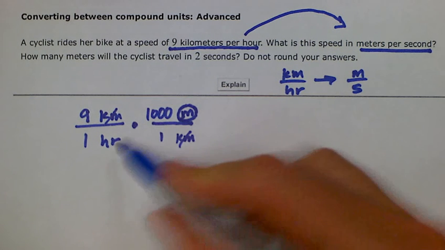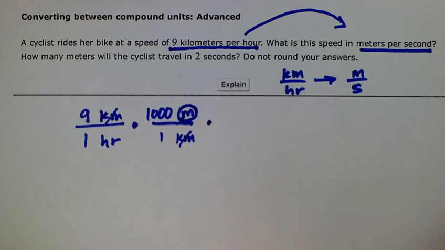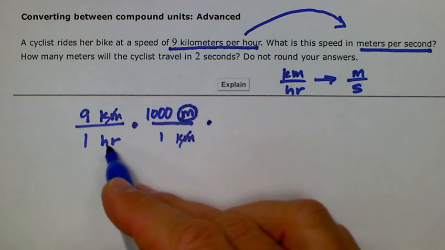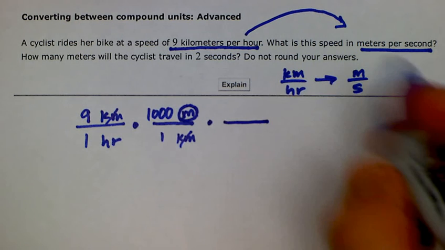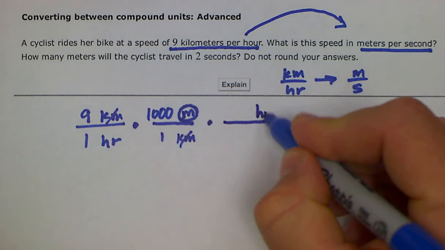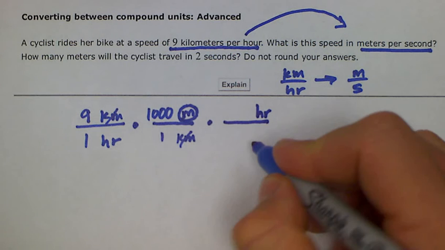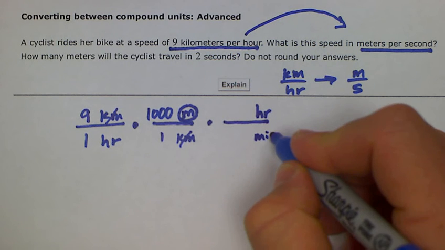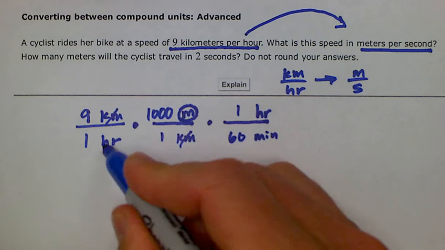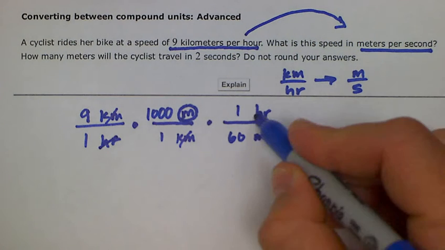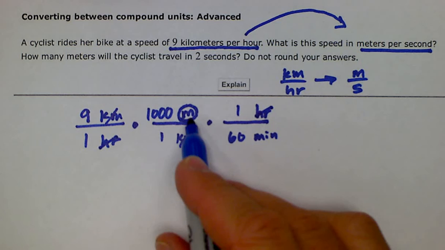So in order to cancel hours, I have hours as a unit on the bottom of a fraction, so I know it's going to need to go on top. So I put hours on top. I know that hours has a relationship with minutes. So in 1 hour, I have 60 minutes. And now I can cancel my units hours and hours. And now I'm in meters per minute.